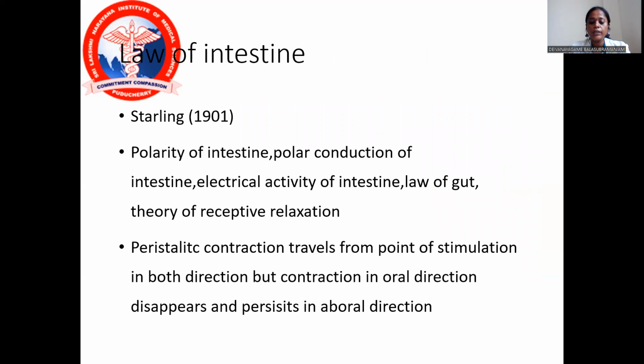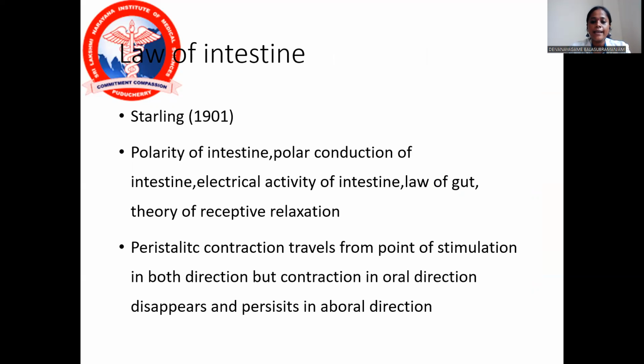Before that, you have to know what the law of the intestine is. The law of the intestine was proposed by Starling in 1901. This law is otherwise called the polarity of the intestine or polar conduction of the intestine, or the electrical activity of the intestine or law of the gut. The other name is the theory of receptive relaxation. So what does the theory state?